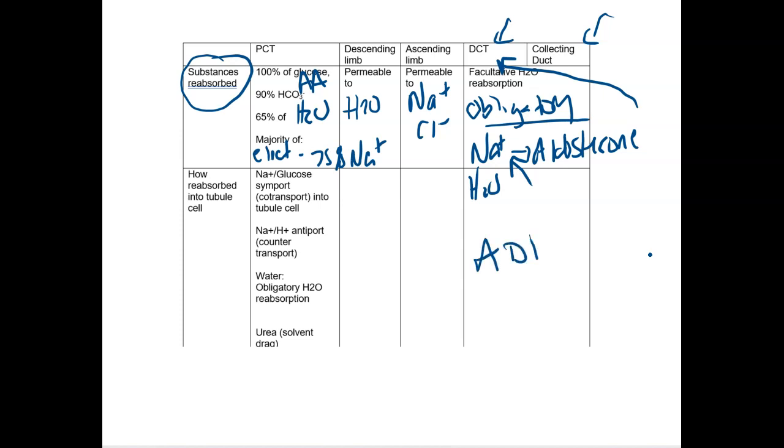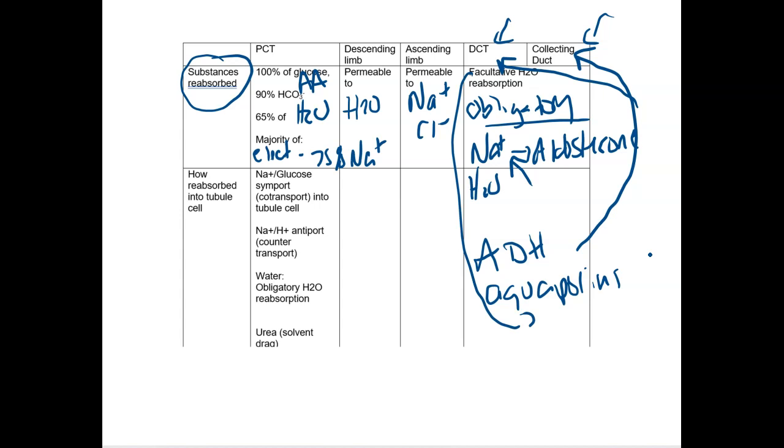The collecting duct is really sensitive to ADH because ADH opens up those aquaporins. And if you have ADH, you reabsorb even more water, and that's facultative water reabsorption. We talked about the processes for how the materials move back. Water's always osmosis. As far as these salts, I'll just write it down here, they use active transport. They're actually pumped.